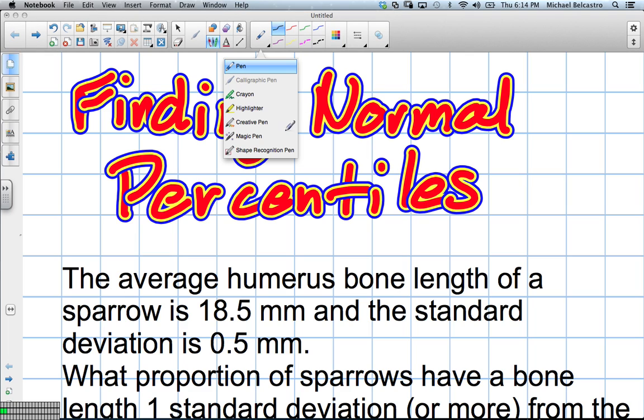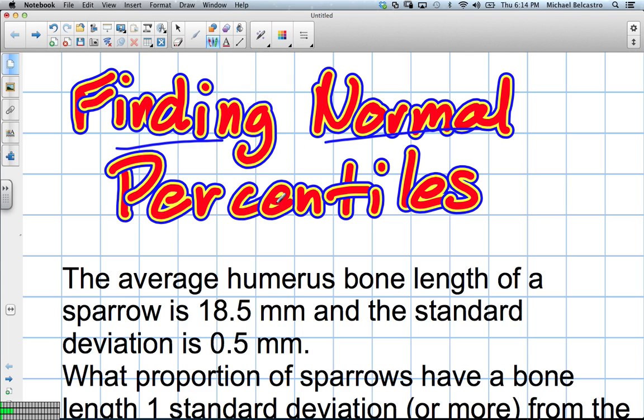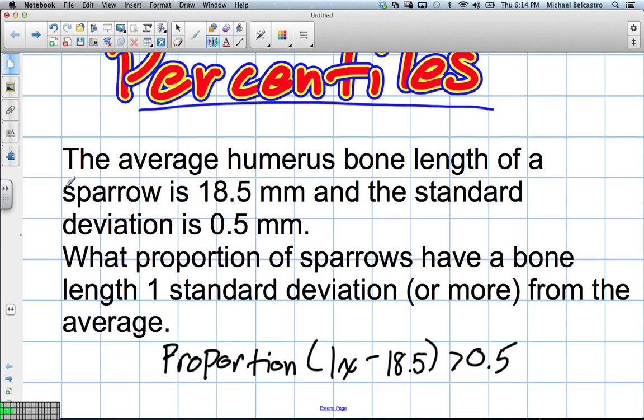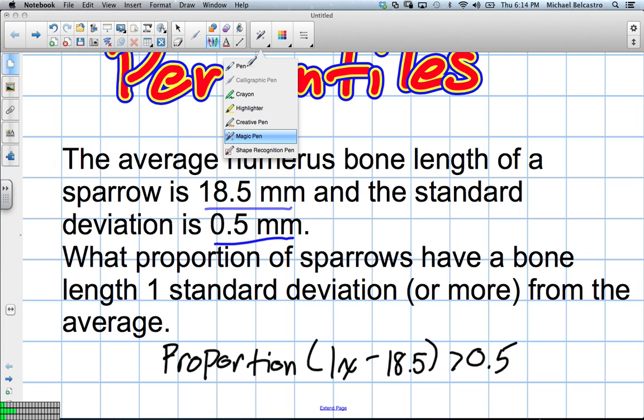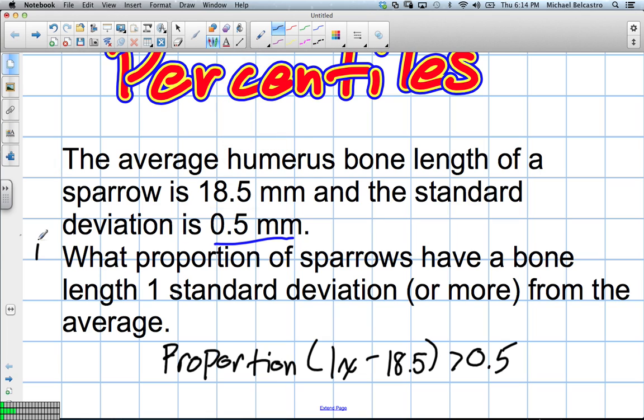Right, we're finding normal percentiles. So this is some stats. They've given us a little bit of information. We're going to read. It says the average humerus bone length of a sparrow is 18.5 millimeters, and the standard deviation is 0.5 millimeters. The question they've given us is what portion of sparrows have a bone length that is 1 standard deviation or more, that's important, from the average.